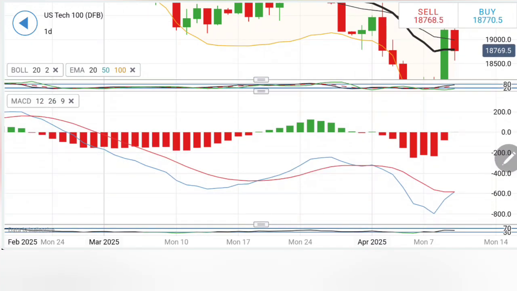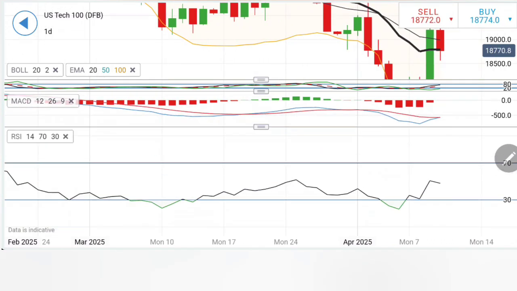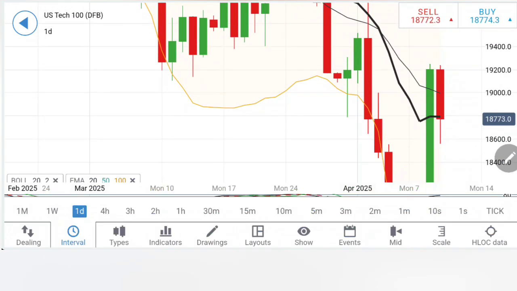Stochastic rising, MACD was sharply bearish. Now it is trying to cross over for a buy. It is not yet crossed over. The RSI is flat. So considering this, I'll recommend you to buy here at 18,840 levels.